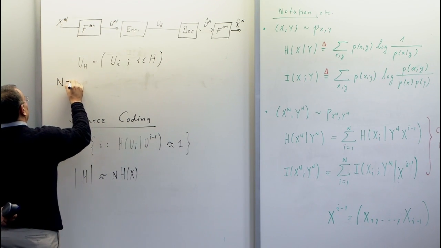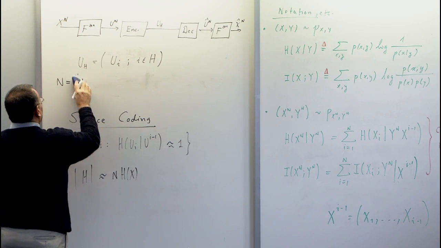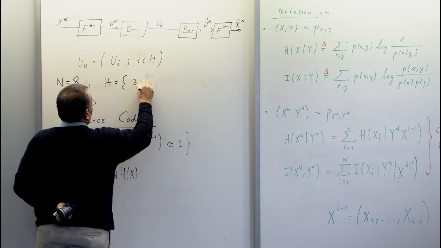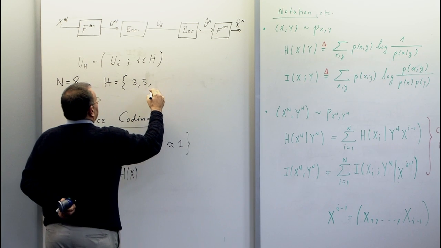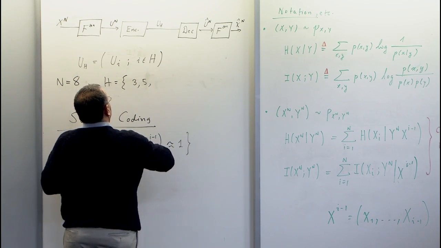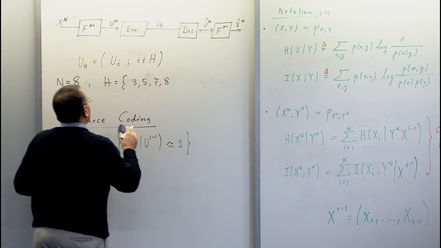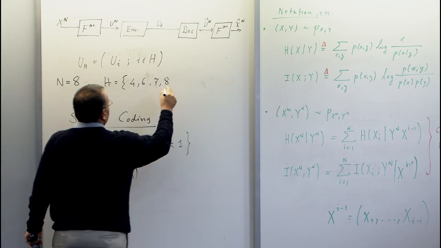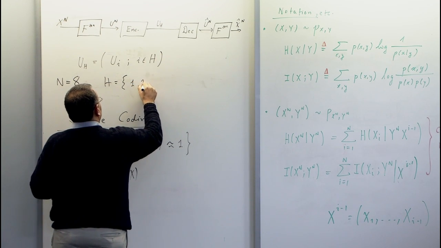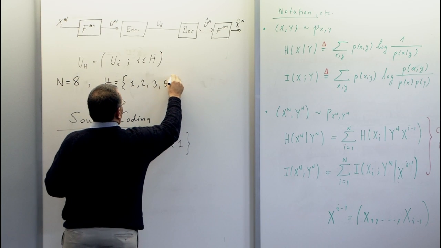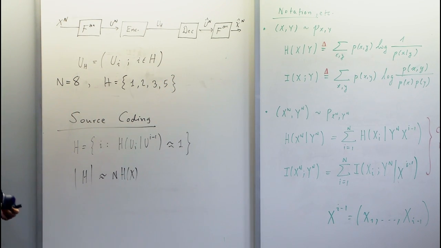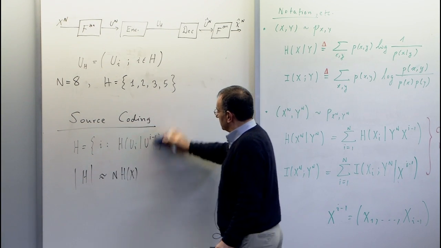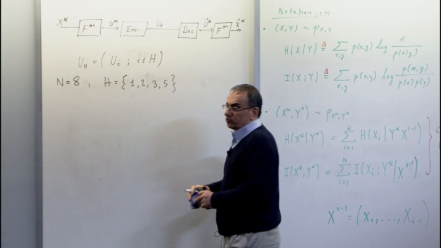To make it absolutely clear, let's say n is equal to 8. Let's take a small number. And let's suppose the high entropy set consists of the coordinates 1, 2, 3, and 5. The high entropy set is usually the other way around, usually the small coordinates. So suppose that I have computed the high entropy set, and these are the high entropy indices. The way the proposed source coding algorithm will work is as follows.